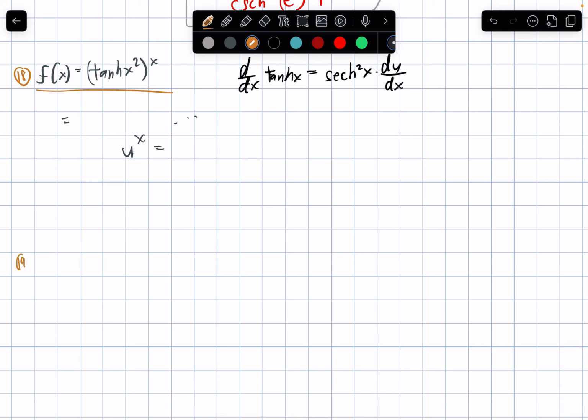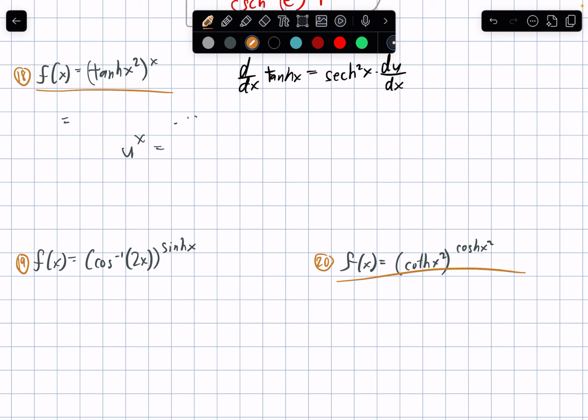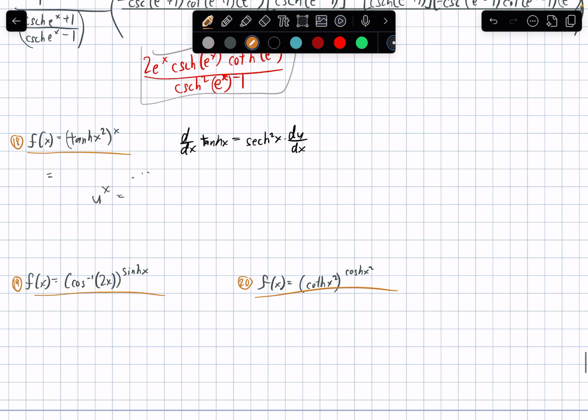Yeah, numbers 19 and 20. Yeah, good luck with that. I'm not answering them anymore. There's no way this is gonna appear in the exam. There is no way.